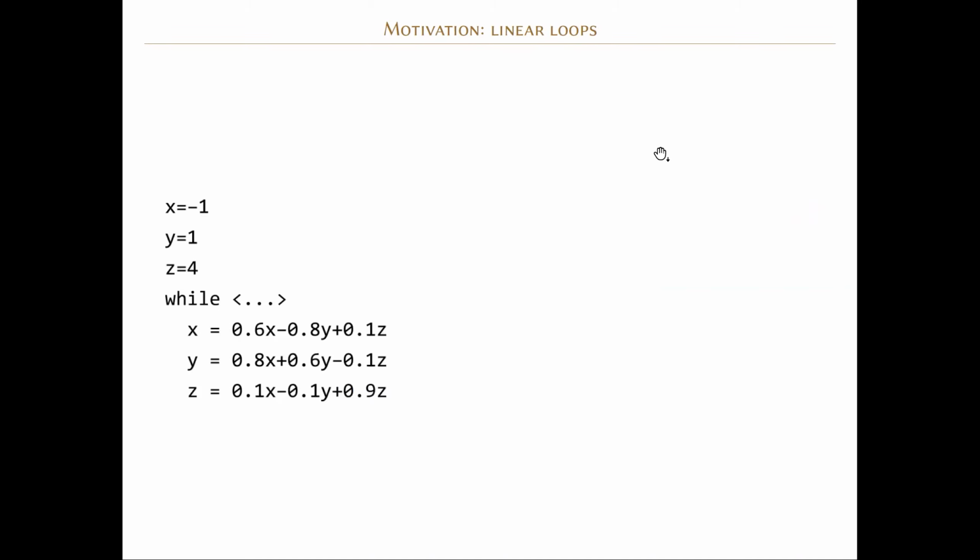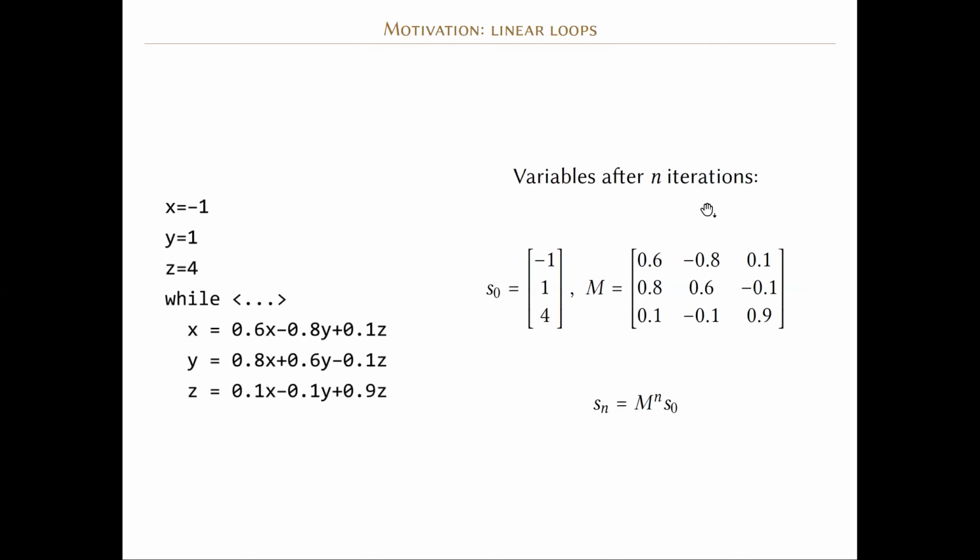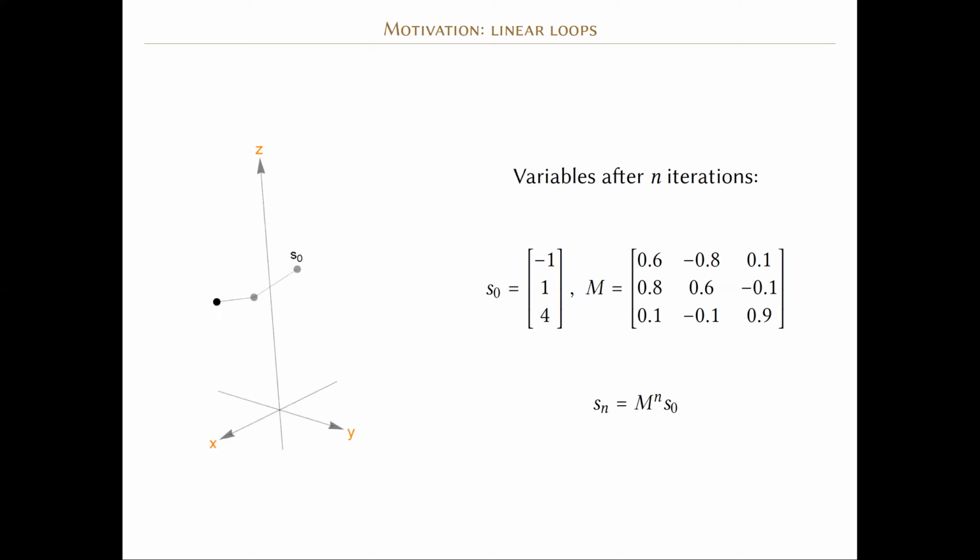linear loops. Suppose we consider this program fragment over three variables x, y, z, where the variables are initialized and then updated linearly inside the loop. From this loop, we can derive the sequence Sn of points in three-dimensional space, where the coordinates of Sn are equal to the values of x, y, and z after n iterations of the loop. Then Sn can be computed like this. Let's visualize what the sequence Sn looks like for our particular loop.